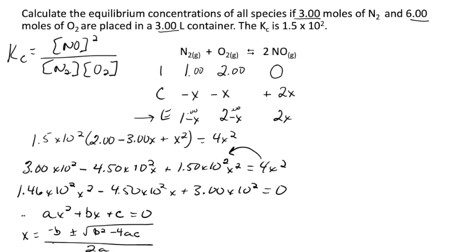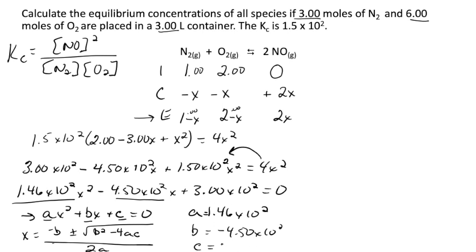And if we're looking at this format, we can pull out what will be a, b, and c. A is the value in front of the x squared, which is 1.46 times 10 to the second. B is going to be the value in front of x, which is negative 4.50 times 10 to the second. Remember to include your negative. And C will be the value by itself with no x, which is 3.00 times 10 to the second.